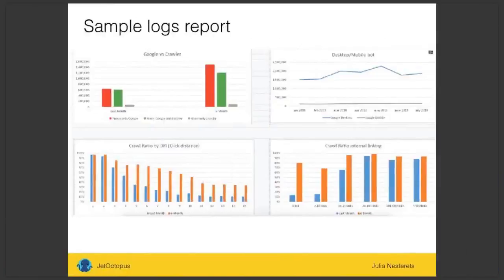The sample of the report will look like this, but it is only a small part of it. In the follow-up letter after the webinar, I will send you the link to a sample of the whole logs report, and you will be able to study it in detail.